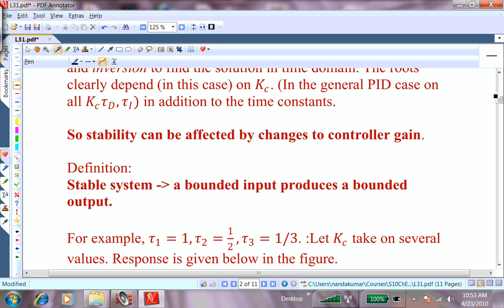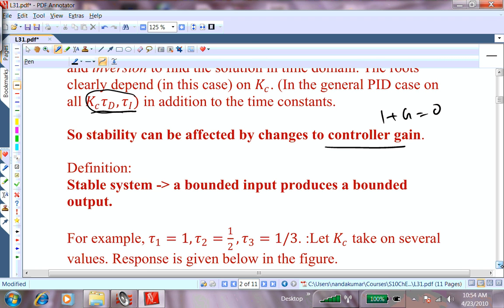The other thing we need to notice is that the 1 plus G term, for a PID controller, will in general depend on all three numbers, Kc, tau I, and tau D. So the question is, how is the stability affected by changes in the controller parameters? That is what design of a control system is. When we're talking about design of a control system, you want to ensure several things. One aspect is that none of the parameters we have chosen will cause it to go into the unstable region. So how do we do that? Let's just do a few examples.